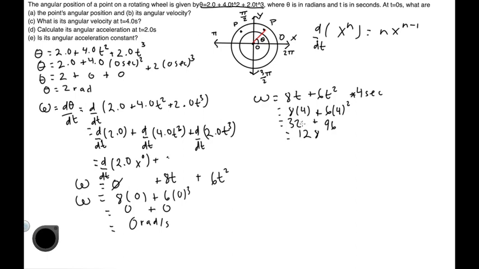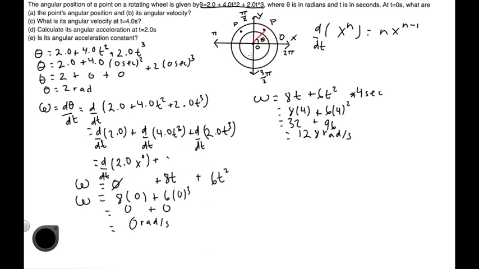So our angular velocity at 4 seconds, in this case, is going to be 128 radians per second. So every second it travels 128 radians, right?